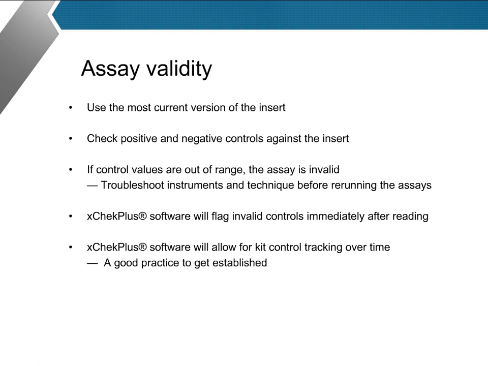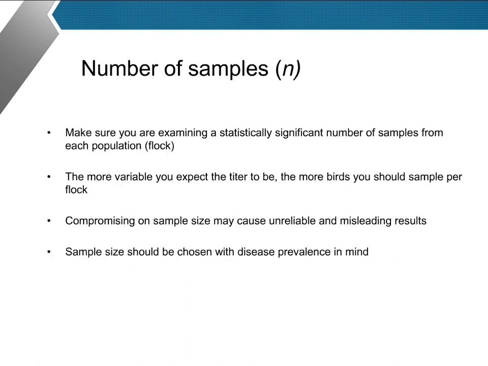The XCheck Plus software will flag invalid controls after it is read, and you should always keep an eye out for this. You'll want to make sure that you're examining a statistically significant number of samples from each population or flock. And the more variable you expect your results to be, the more birds that you should try to look at per flock to get representative results.